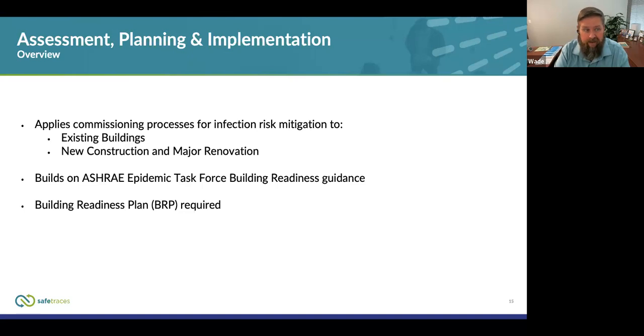So all we're really doing is applying the existing building commissioning process, but looking at it from an infection risk management perspective. This was based on, and has been extrapolated since, from the epidemic task force days. There's a handful of requirements, and the one out of this is that you have to document what you've evaluated, planned and implemented, and that's through the building readiness plan.